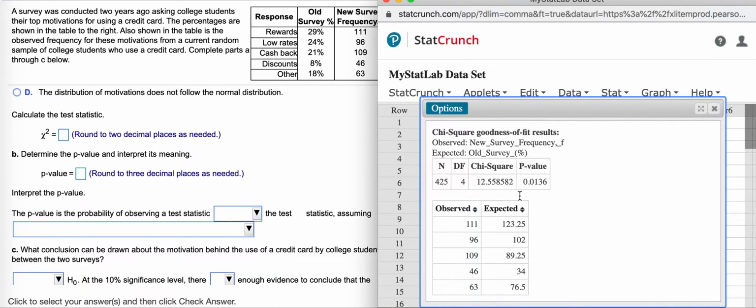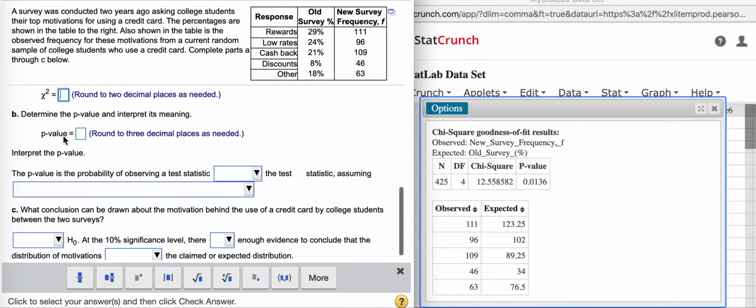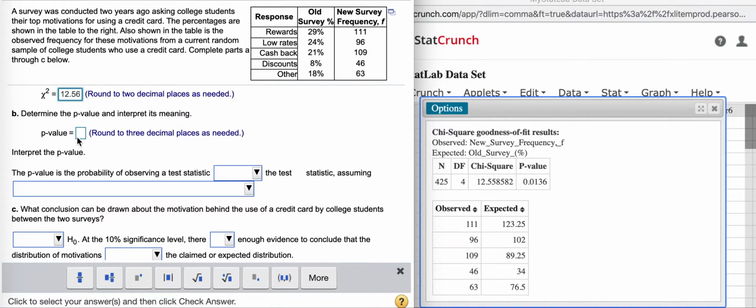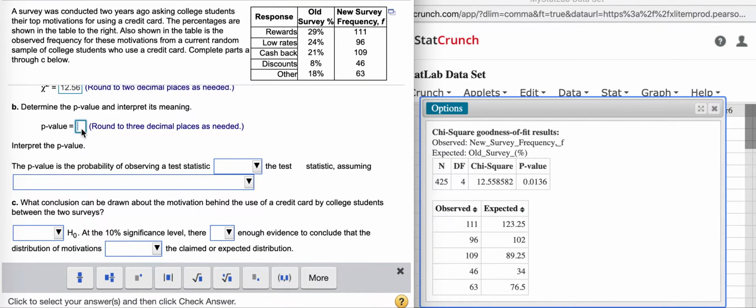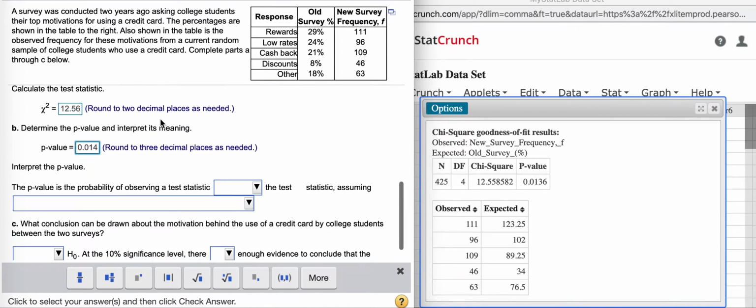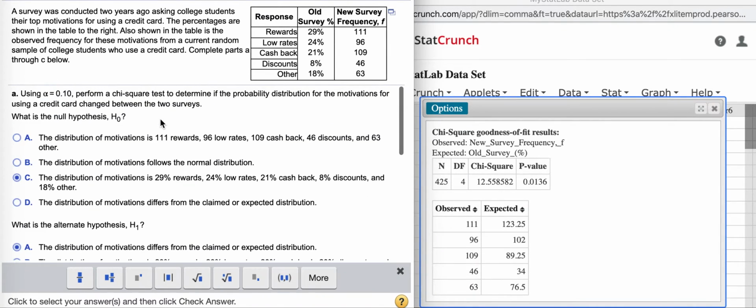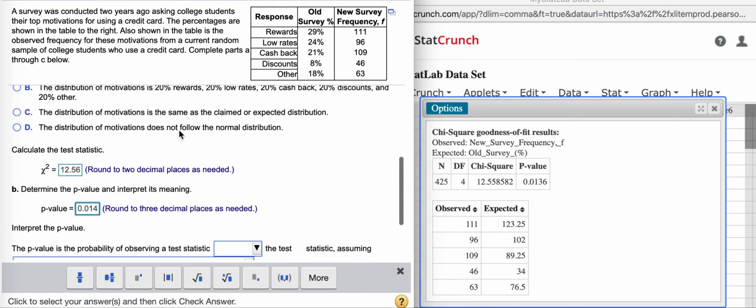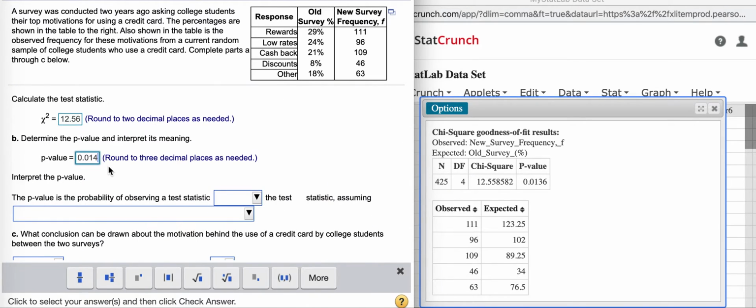So from this test, we get a chi-square statistic, rounded to 2 decimal places, of 12.56. And we get a p-value that's quite small at 0.014. And that significance level, remember, was 0.1. So our p-value is less than the significance level.